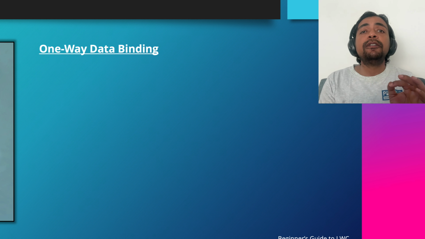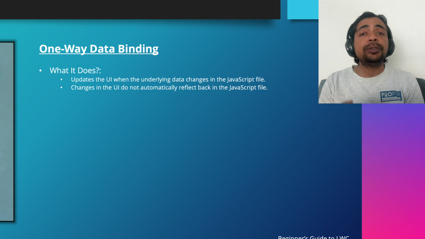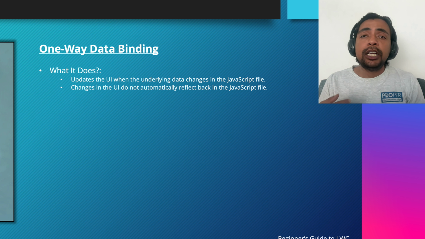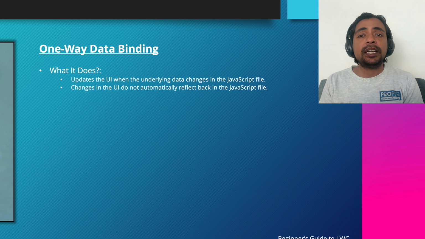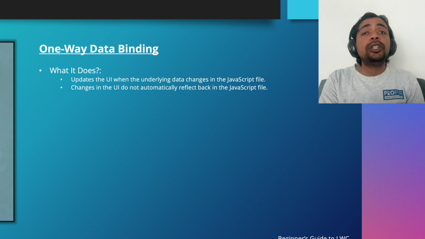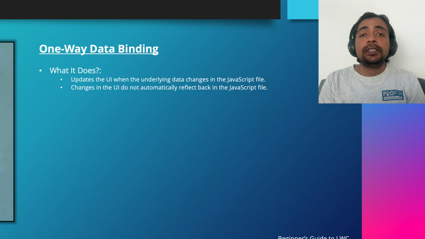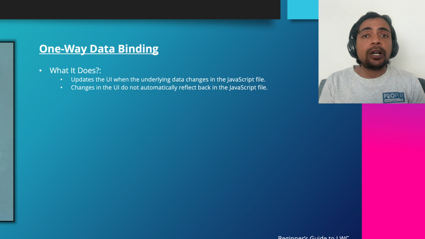Now let's first talk about one-way data binding. One-way data binding updates the UI when the underlying data changes in the JavaScript file. As soon as any change is made in the JavaScript, it will automatically reflect on the user interface, whereas changes in the UI do not automatically reflect back in the JavaScript file.